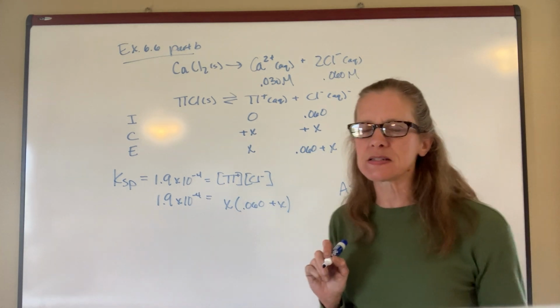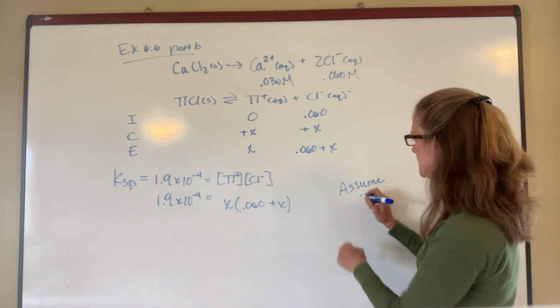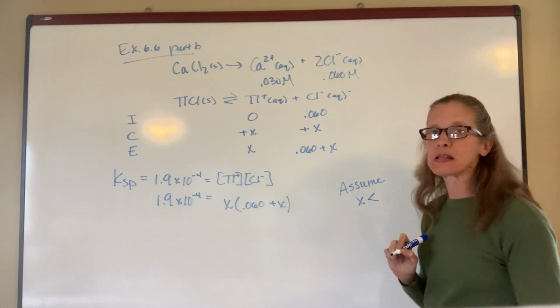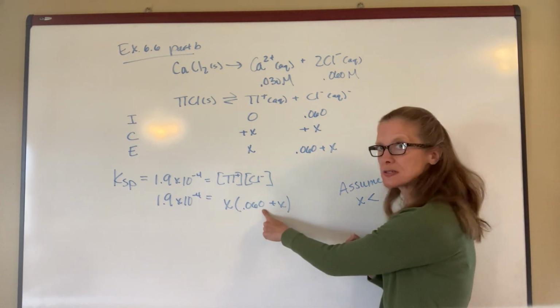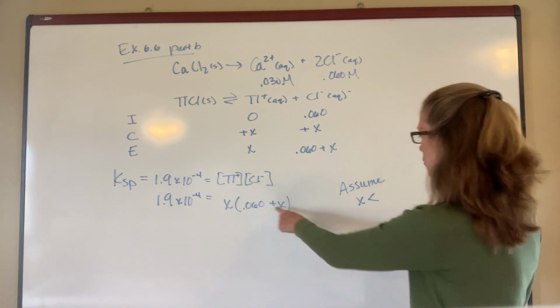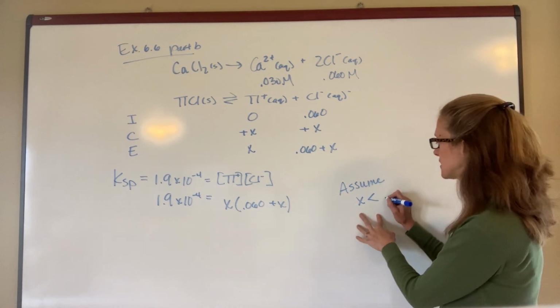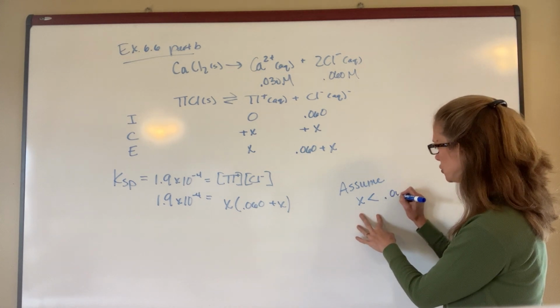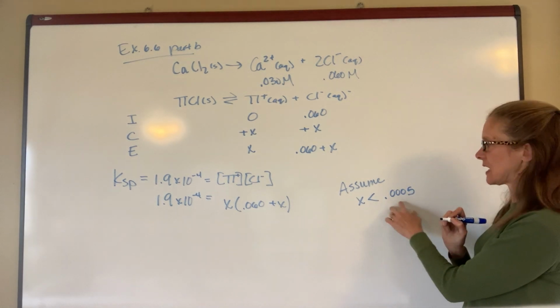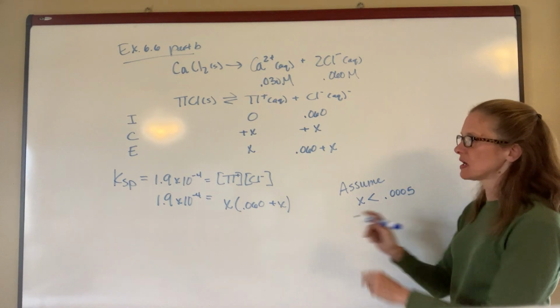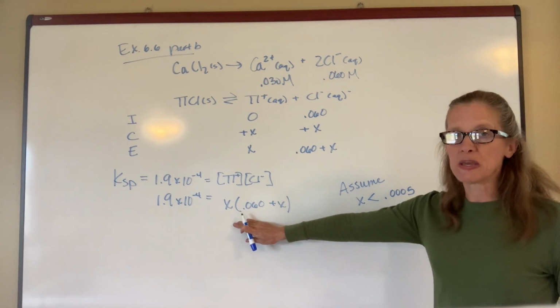So if that is the case, what does X have to be less than? Well, here I have 1, 2, 3 places after the decimal point. So X has to be smaller than 1, 2, 3, and then put a 5 on it. X has to be smaller than this in order for this assumption to be okay.